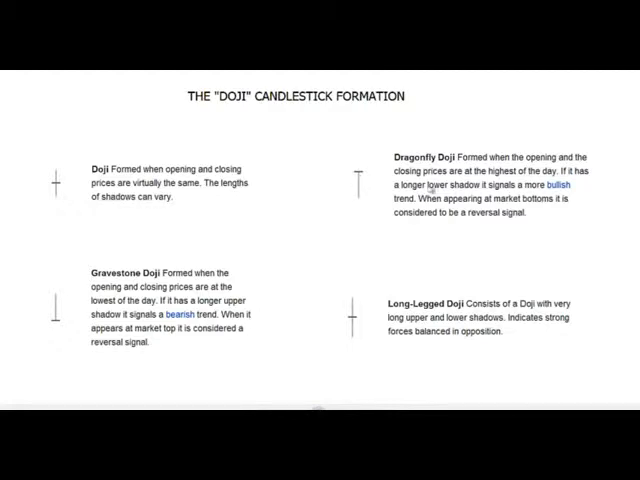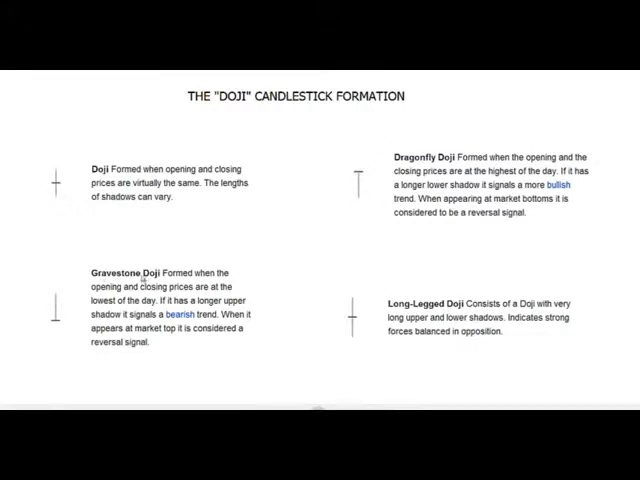If it has a longer shadow, it signals a more bullish trend. The shadow, once again, meaning this wick here. And a bullish trend means it's moving upwards. So if we open and we have a pretty long shadow that points down, but you have to remember that by the end of this candle, it turned around and rocketed back up. So it's basically a continuation of an upwards trend. When appearing at market bottoms, whenever the market has been moving down, it's considered a reversal. So a candle formation that looks like this is very indicative of the market moving in an upwards direction.